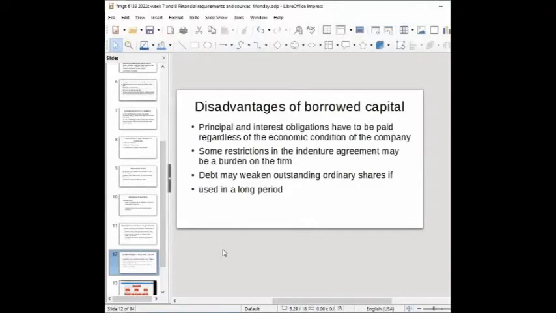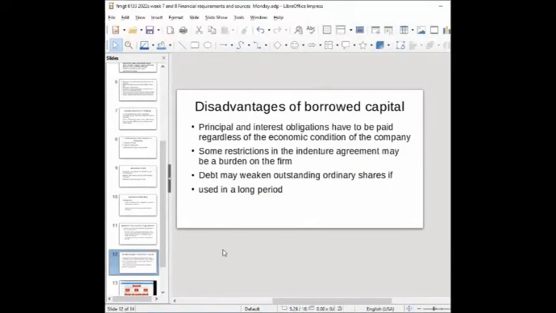Another disadvantage is that in borrowing, some restrictions in the indenture agreement may be a burden on the firm. As this has to be complied with, whether you have that money to pay all the debt, paying that earlier only incurs additional expenses to you because of the service charge that you may incur because of terminating the agreement earlier.